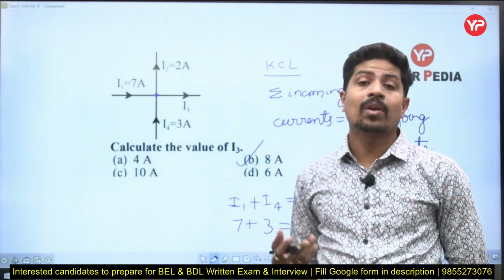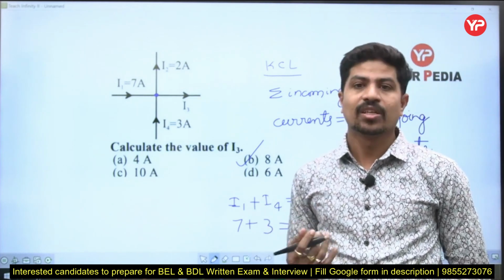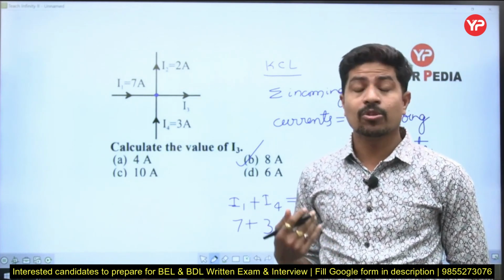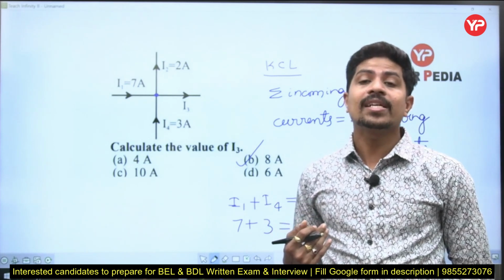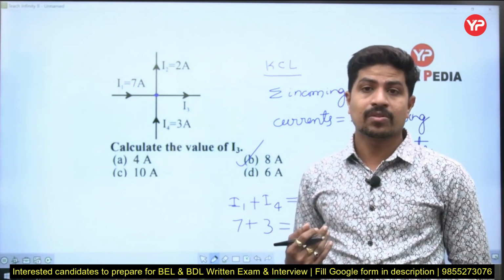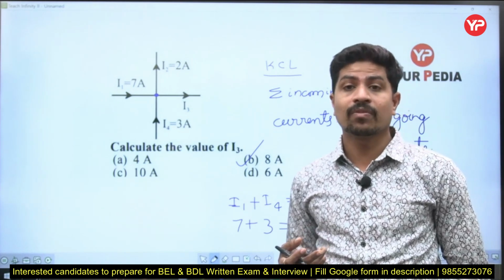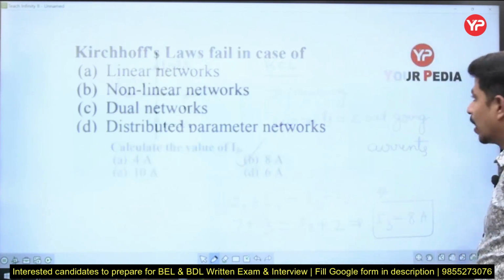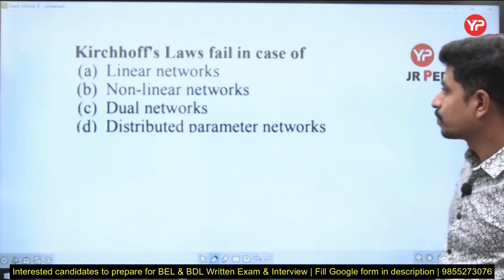KCL is derived from the law of conservation of charge. So there is a probability for this kind of question also to be asked. And KVL is derived from the law of conservation of energy. Let's get into the next question.